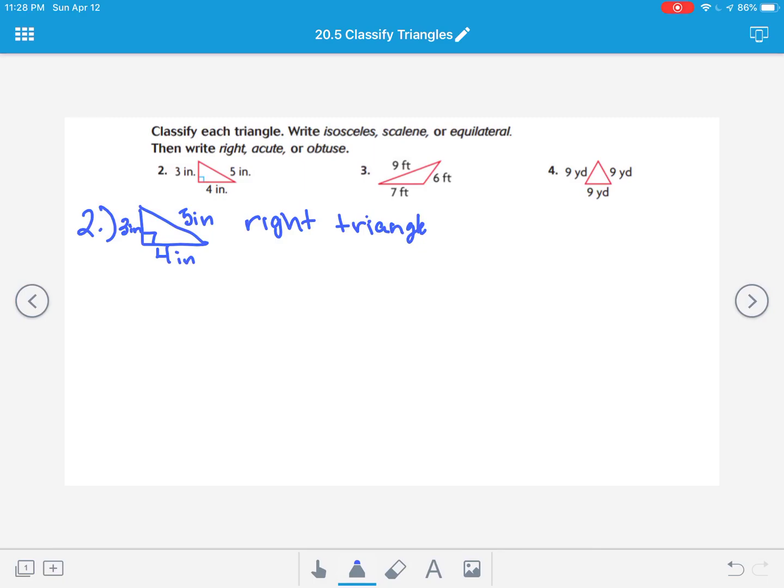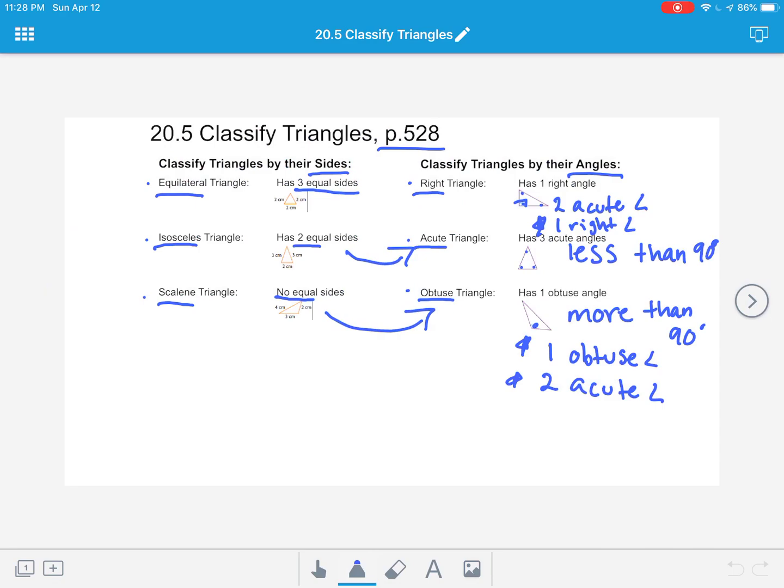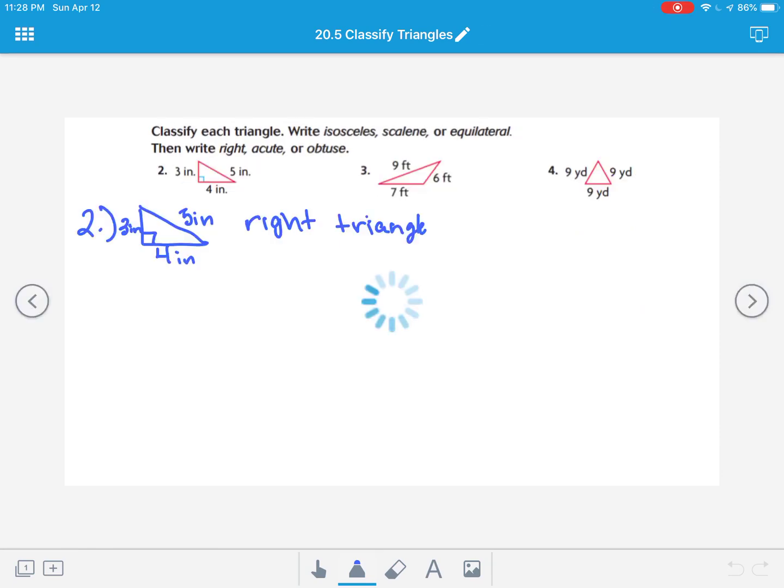I see that we have 3 inches, 5 inches, and 4 inches. All of those sides are different, which means that it is a scalene triangle because no sides are equal. So this is why you want to have those notes in hand, because we're going to be having a lot of vocabulary references today. So this is a right triangle, and it's also a scalene triangle. All right, number 3.